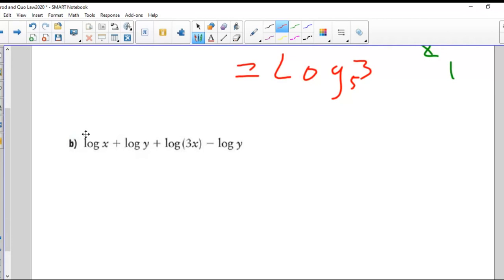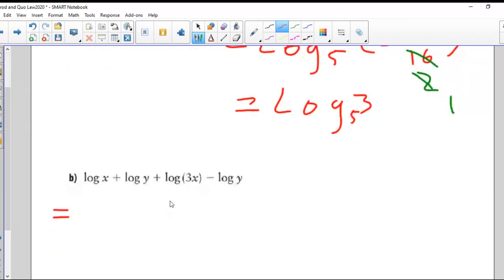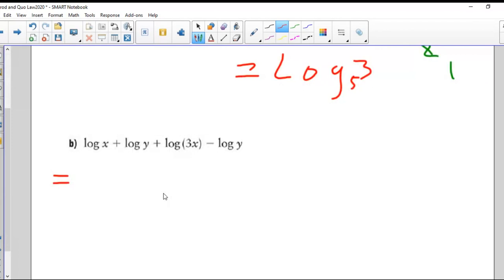All right, let's get to the next one. Now, sometimes you have to state restrictions, which we will in a minute. The log of x plus the log of y plus the log of 3x minus the log of y. Okay, so what is this equal to as a single log? Now, these are all base 10 logs. The previous one was a base 5 log. This is just base 10. Again, nothing stated explicitly means it is a base 10 log.